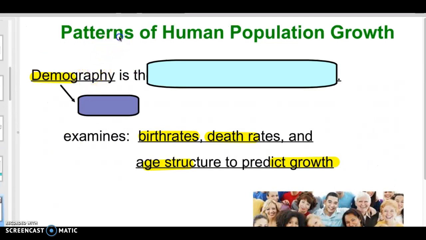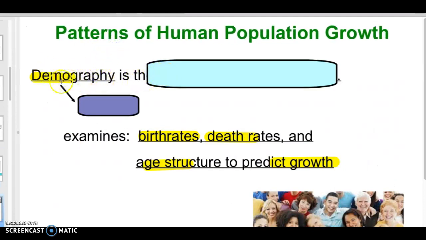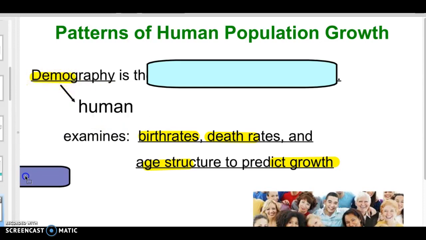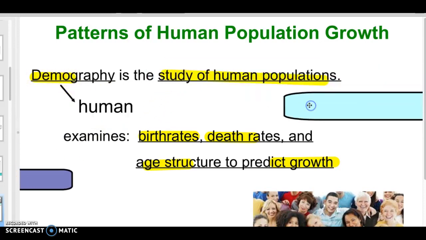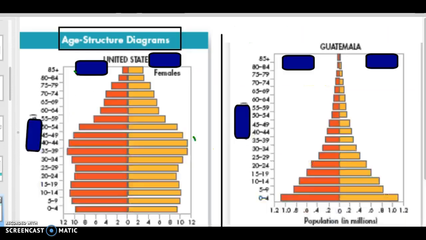And so if scientists study human populations, it's called demography, and demo is a root word you need to know that means human. So it's basically the study of human populations. And so we look at birth rates of a population, the death rates we have, and then the age structure to predict kind of the patterns and growth of our different countries.